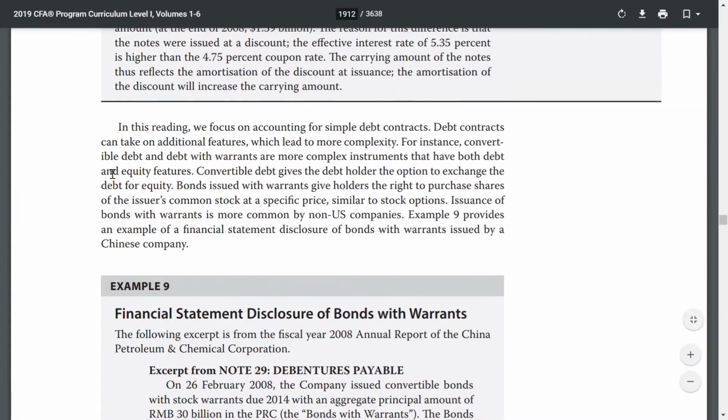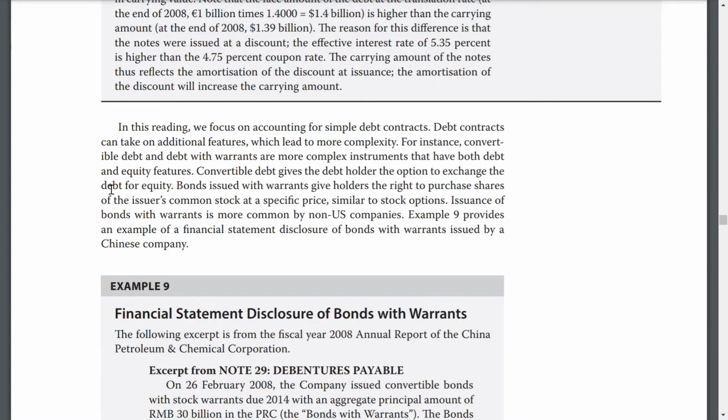In this reading, we focus on accounting for simple debt contracts. Debt contracts can take on additional features, which leads to more complexity. For instance, convertible debt and debt with warrants are more complex instruments that have both debt and equity features.